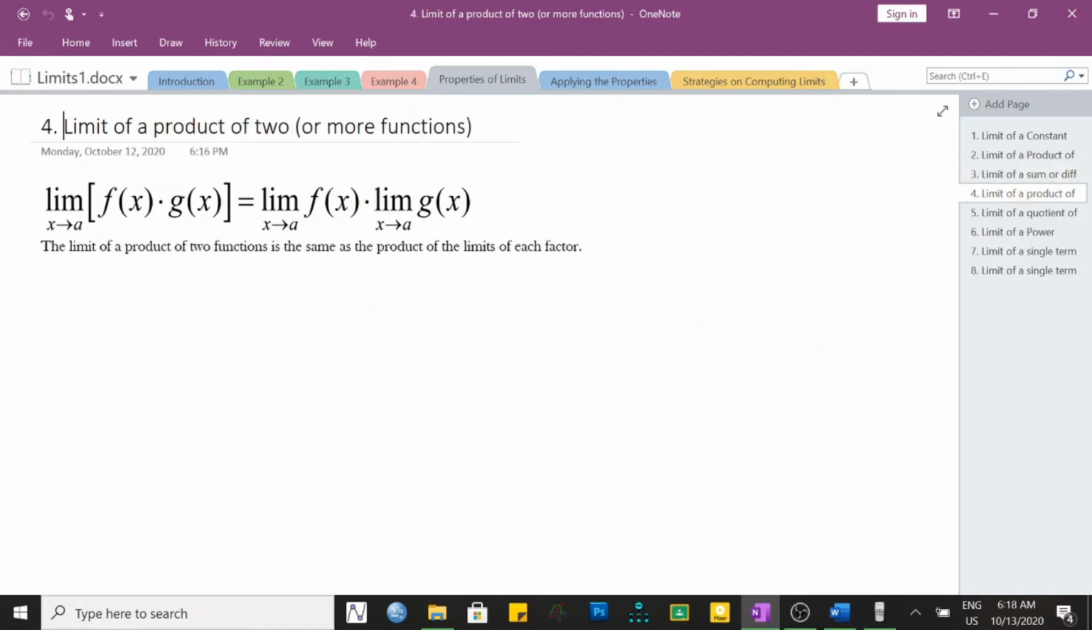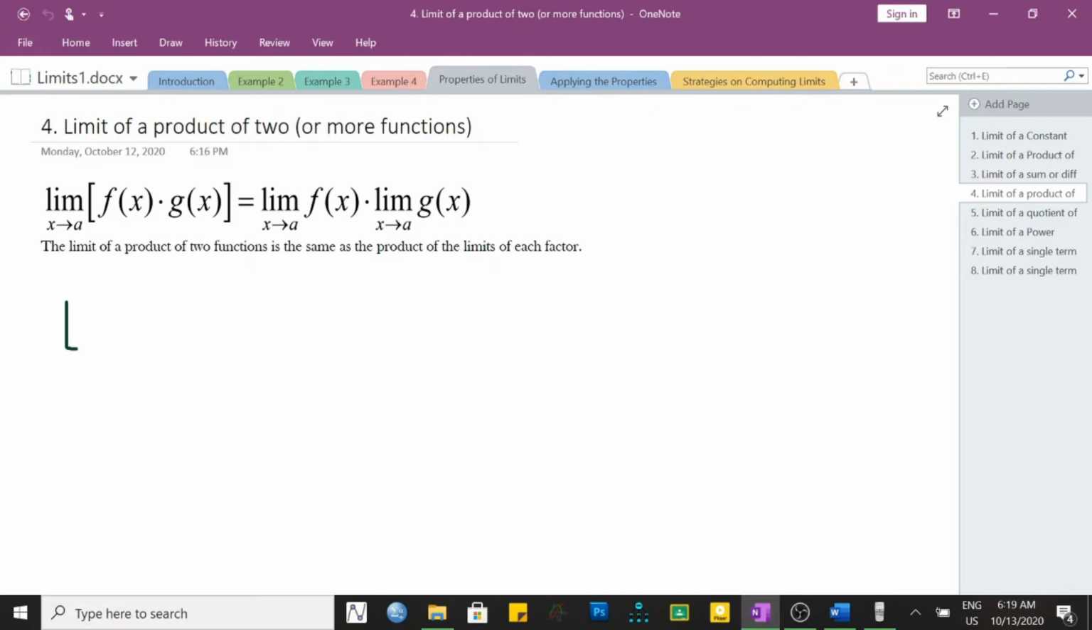The fourth property, it involves a product of 2 or more functions. This property is also telling us that the limit of a product is the product of the limits for each factor that we have here. This is applicable if the function that we are dealing is a product. The operation involved is multiplication.